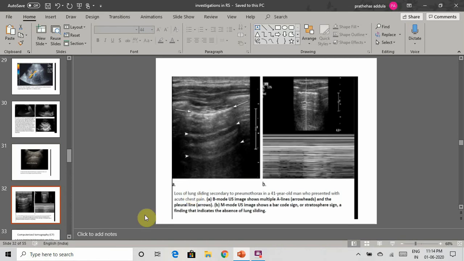This is regarding the loss of lung sliding secondary to pneumothorax in a 41-year-old man who presented with acute chest pain. The ultrasound image shows multiple A lines, arrowheads, and the pleural line with a barcode sign or stratosphere sign, a finding that indicates the absence of lung sliding. So absence of lung sliding can be identified in ultrasound by using the stratosphere sign or barcode sign, which is shown in the right image.